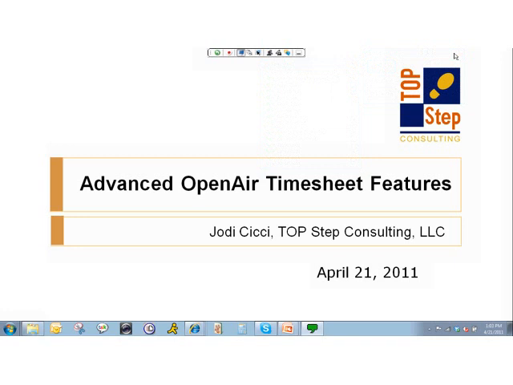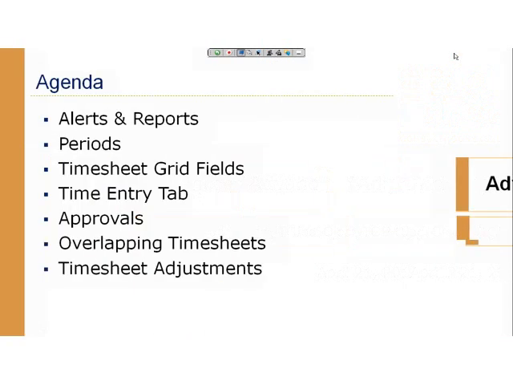What I'd like to go through today are alerts and reports, some things that you may not have thought about that are available in OpenAir to take advantage of for alerts and reports that you may be working around in certain ways today. We're going to talk about report periods and different ways you can configure them in OpenAir. The timesheet grid has flexibility that you may not have realized, so we'll talk a little about that.